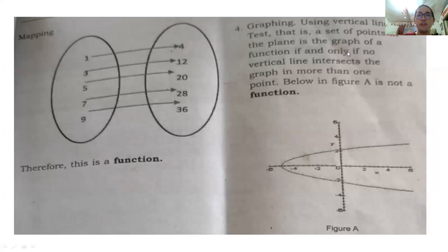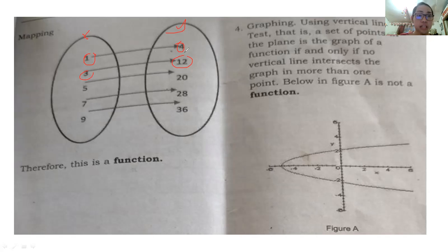So another thing also to represent a function, we can use a mapping. So how to use the mapping? As you can see, 1 is for 4, 3 is for 12, and 5 for 20, so on and so forth. In short, this is what we call one-to-one mapping. 1, this is for your x, this is for your y. Your x has only one partner. So 1 is used by 4 once, correct? So meaning to say it never repeats.